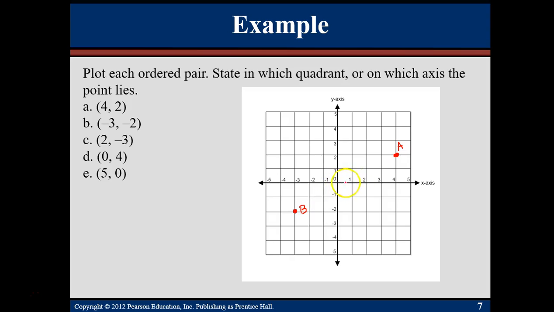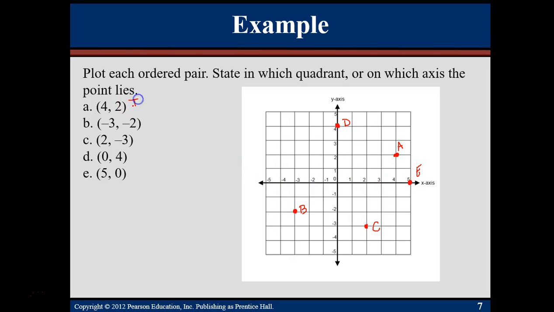2, negative 3. Go to 2 on the x-axis. And then down to the negative 3. That's C. 0, 4, don't go left or right at all, only go up to 4. That's D. 5, 0, now only go to the right, but don't go up or down. And that's E.